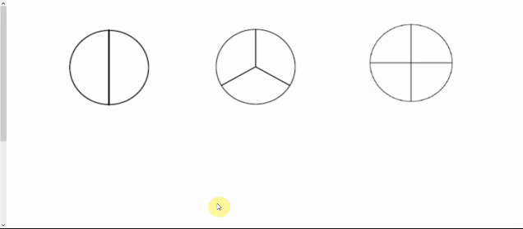So if I want to know the fraction of each part in here, let's see the first part. That one is one part out of two parts, okay? What about this one in here? The same. So also one part out of two parts.